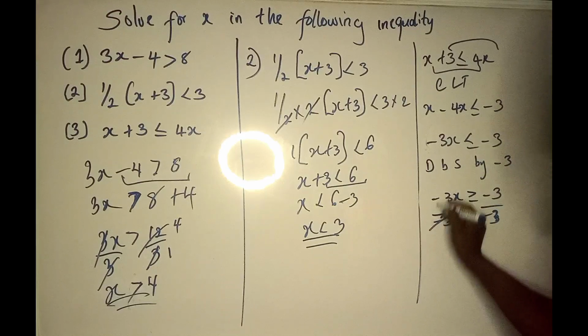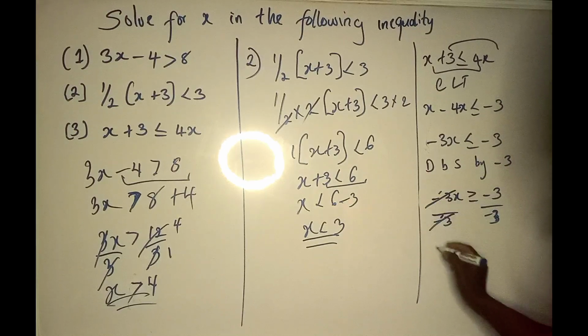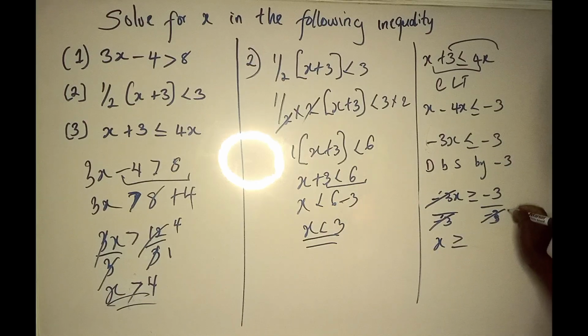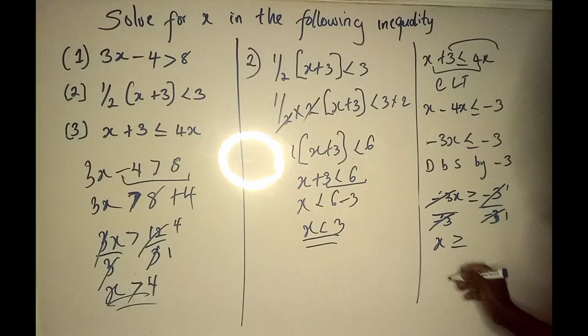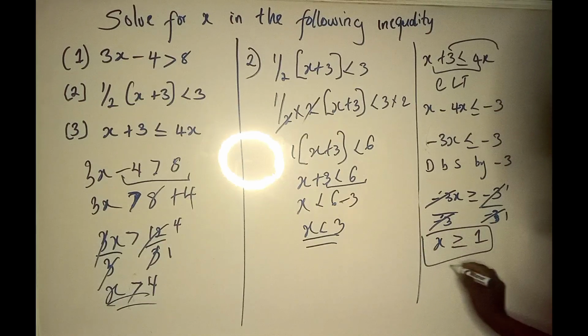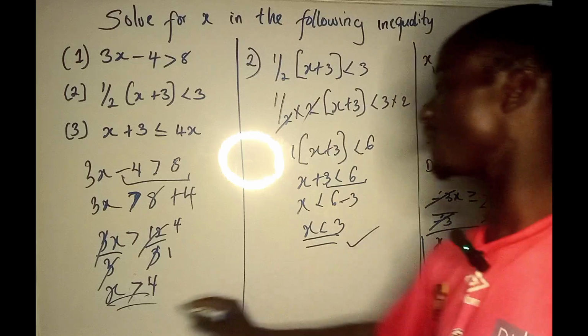So minus 3x divided by minus 3, x is now greater than or equal to minus 3 divided by minus 3, which is 1. So we are left with 1. So this becomes our final answer for this.